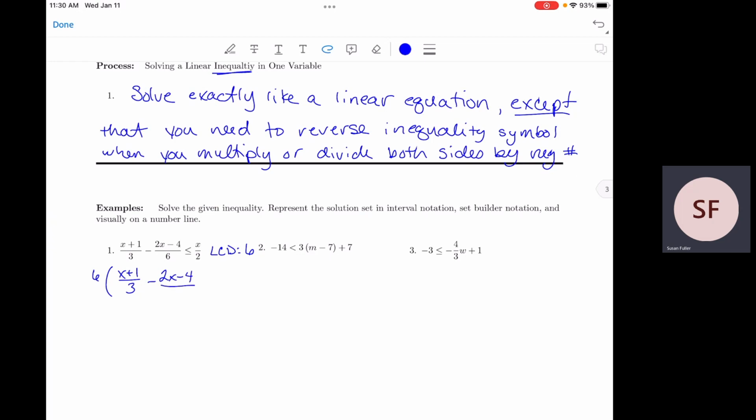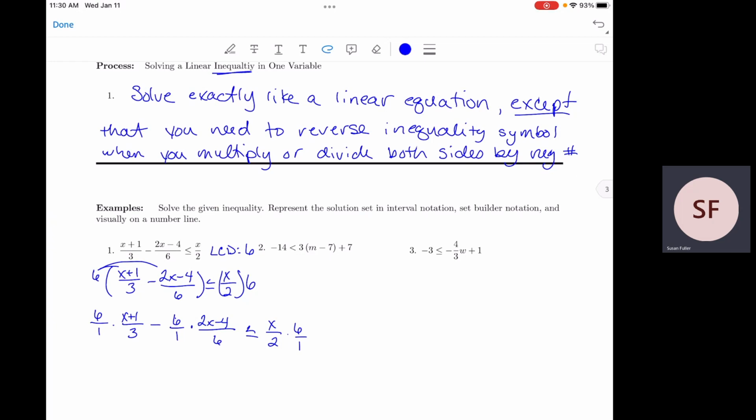I'm going to write out basically all of the steps here. You might not need all of these steps, but I just want you to see them in case you need them. So we're going to distribute the 6 here. Everything needs to get multiplied by that 6. And I'm going to write that as 6 over 1 times x plus 1 over 3 minus 6 over 1 times 2x minus 4 over 6 is less than or equal to x over 2 times 6 over 1. So again, I'm just writing that 6 as 6 over 1 since I've got fractions involved.